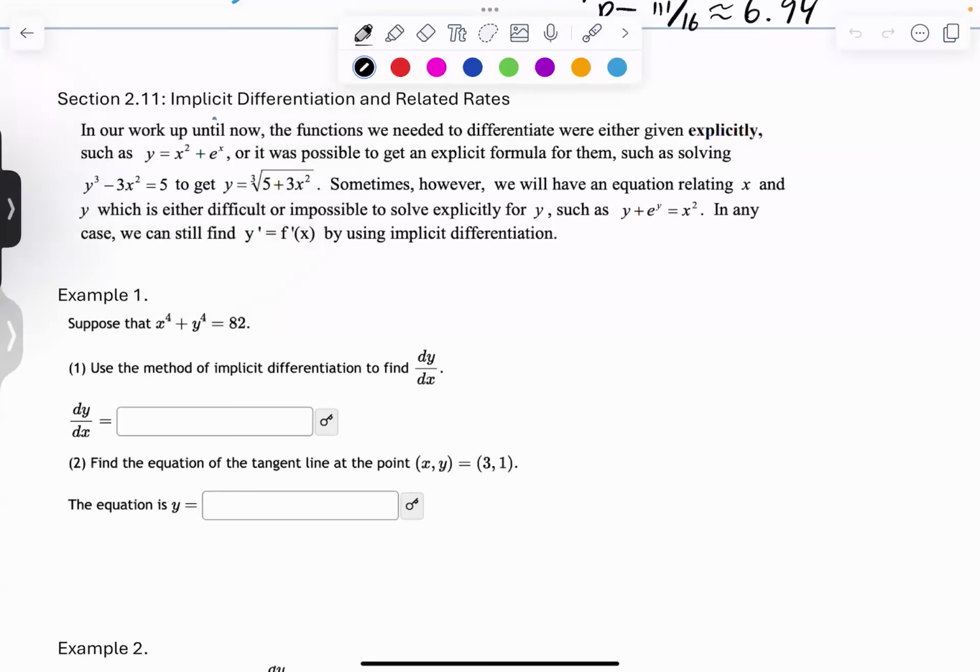Welcome back, everyone. We are to the final section in Chapter 2. We're going to do a different type of differentiation or derivatives. It's called implicit differentiation, and we'll run into something called related rates.